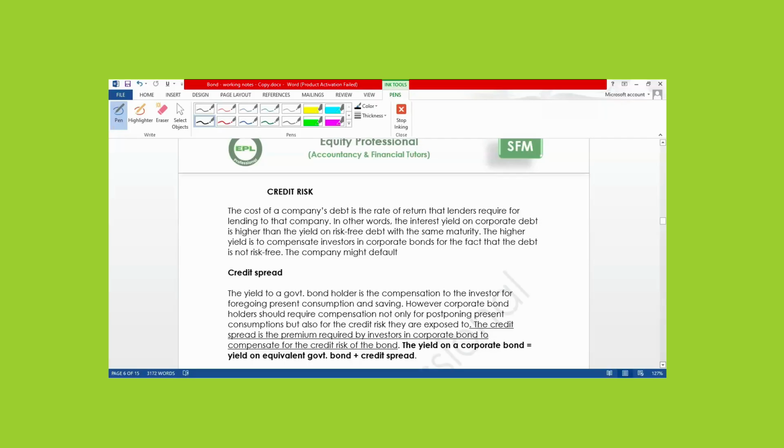This credit spread is usually stated in basis points. To convert basis points to percentage, you are going to divide the basis points by 100.